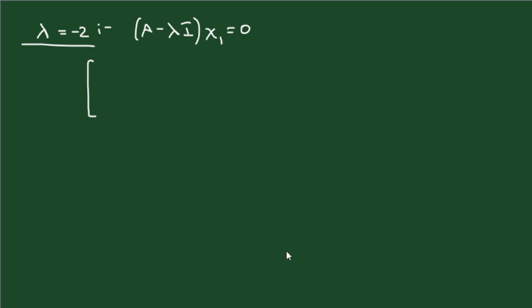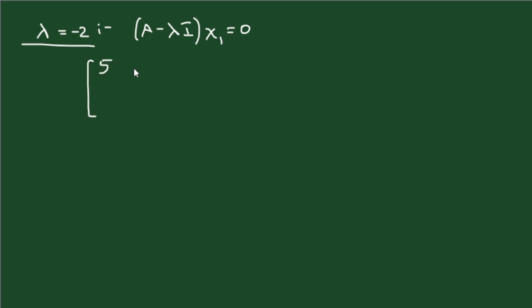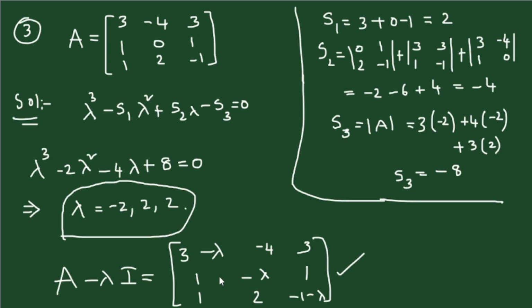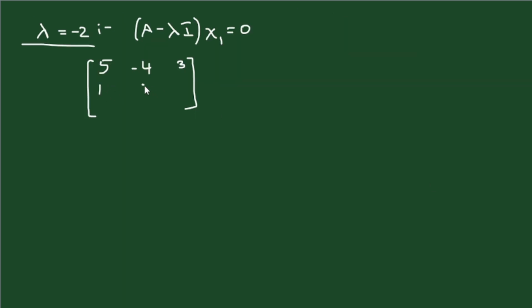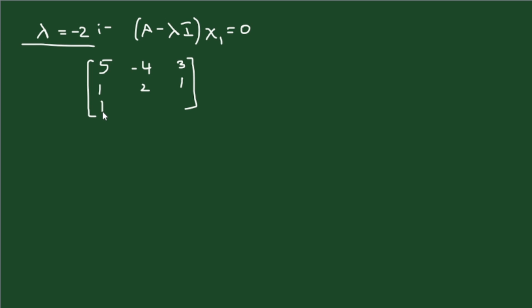What is A minus lambda I? You put lambda equal to minus 2 in this matrix. What you will get? 3 plus 2, 5. 5, minus 4, 3. Next, put lambda equal to minus 2 in the second row. 1, 2, 1. In the third row, what you will get? 1, 2, 1 again. Into x, y, z equal to 0, 0, 0.